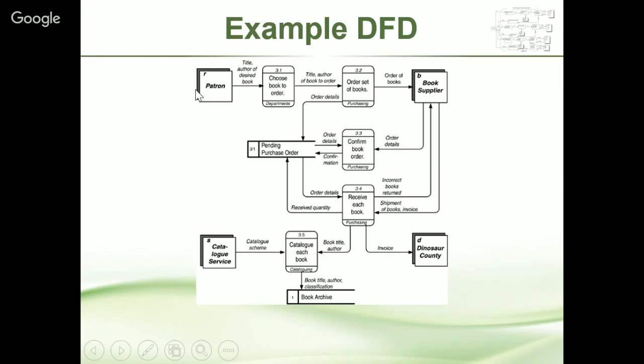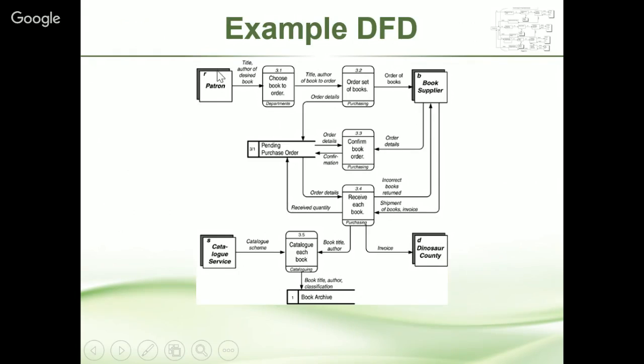So here's an external entity. They're squares: the patron, the library person, me, coming in to order a book. These are typically designated by a small letter, a lowercase letter, and that same letter, wherever patron appears anywhere in this system data flow diagram documentation, 3.0, 4.0, 1.0, anywhere it appears, it's going to have an R associated with it so that you can always tell.